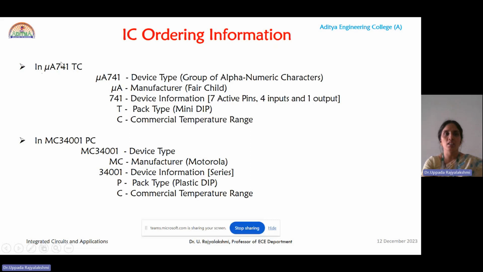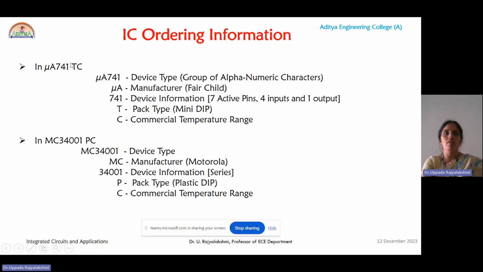The first alphanumeric characters represent the device type. The alphabets represent the manufacturer, and the next digits represent the device information. BUA represents a Fairchild manufacturer. The device information 741 represents that out of 8 pins available in the 741 IC, there are only 7 active pins, 4 inputs and 1 output. That's why it is stated as IC741.